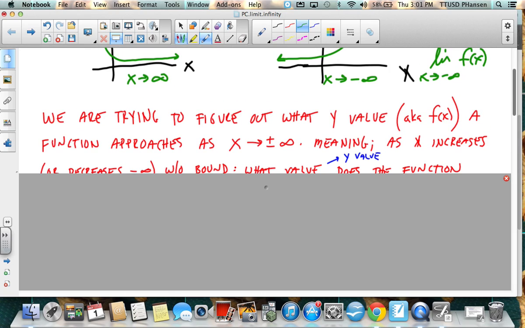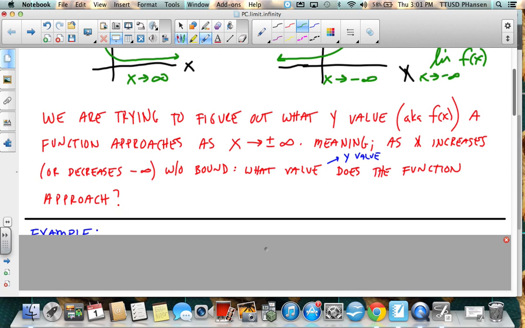Alright, so we're trying to figure out what y value, aka f of x, a function approaches as x approaches either positive or negative infinity, meaning as x increases or decreases without bound, what y value does the function approach? You can pause this if you need to read that again.